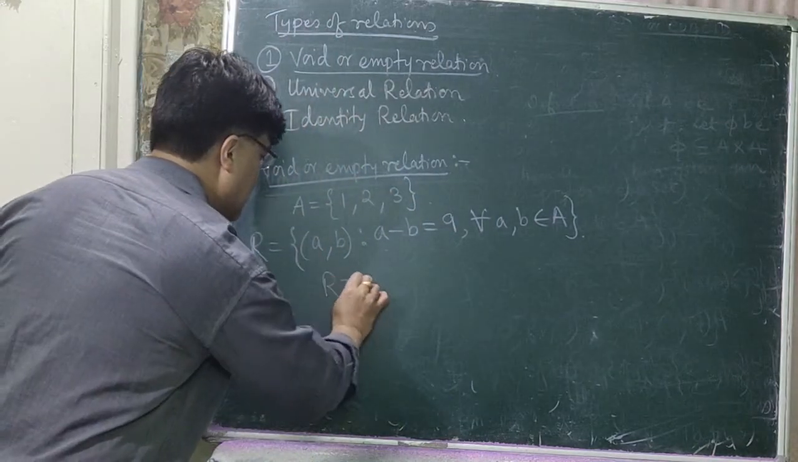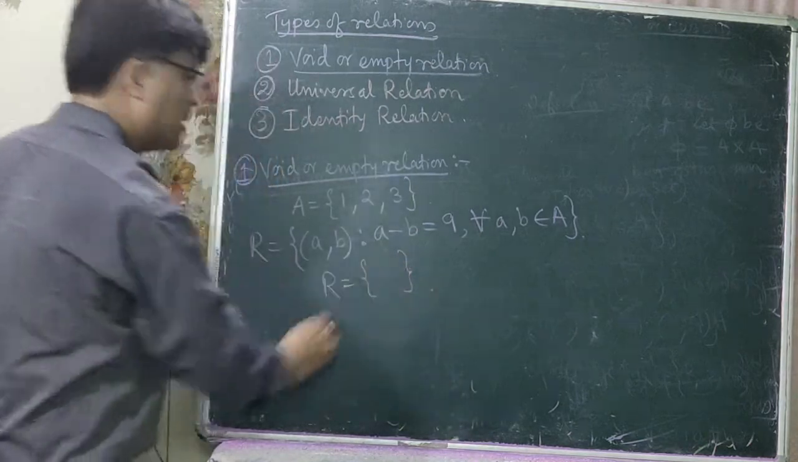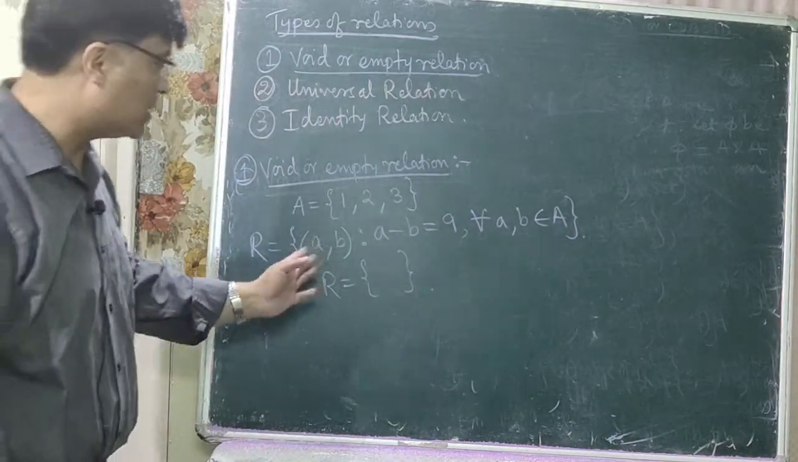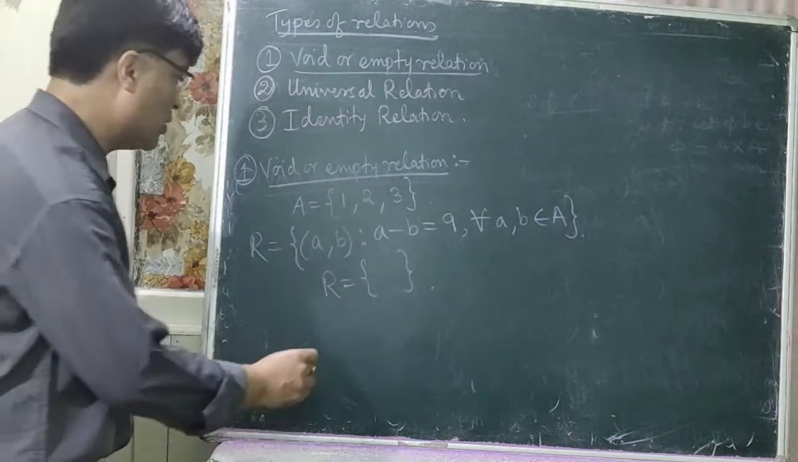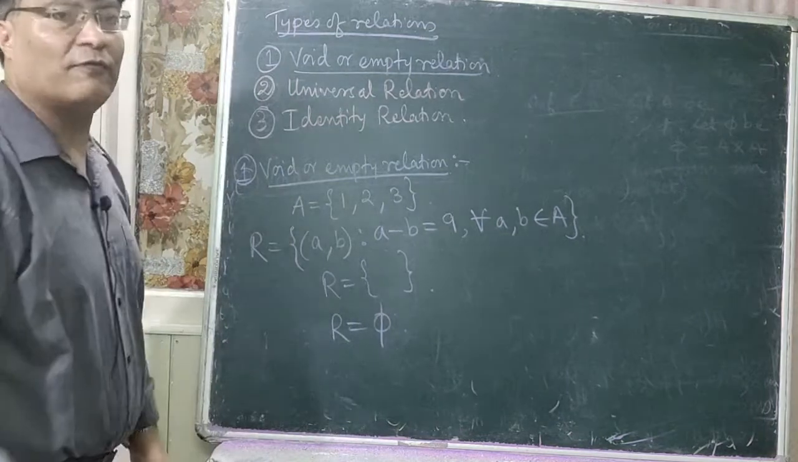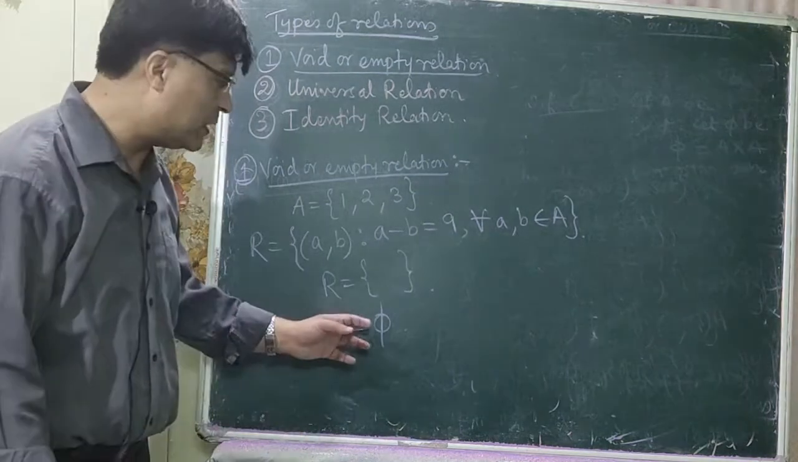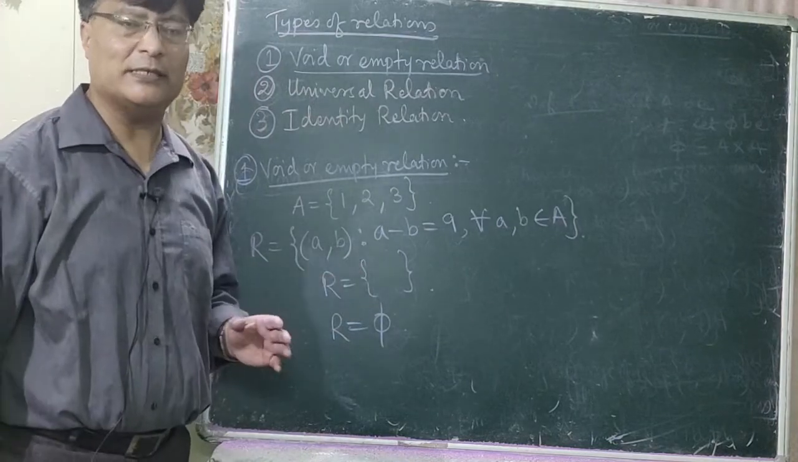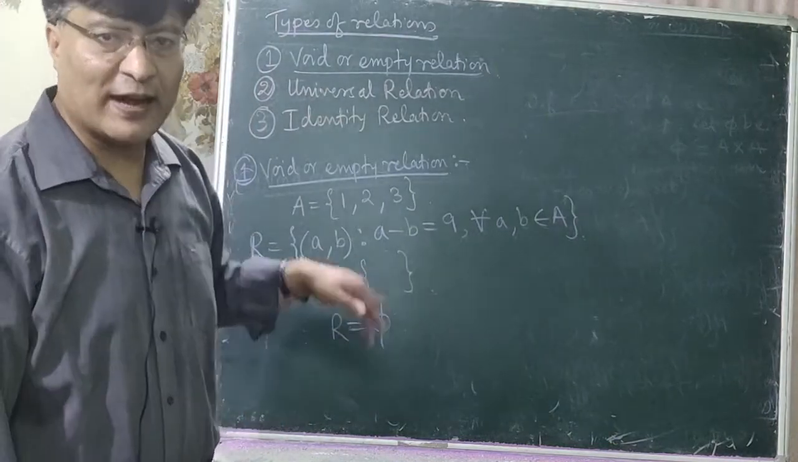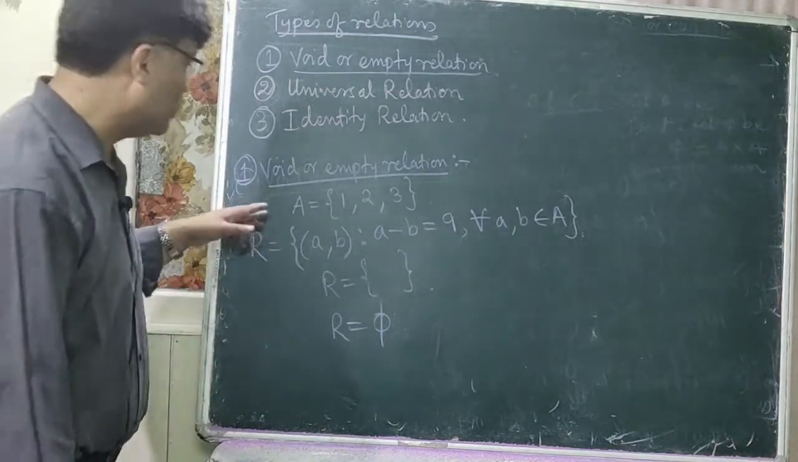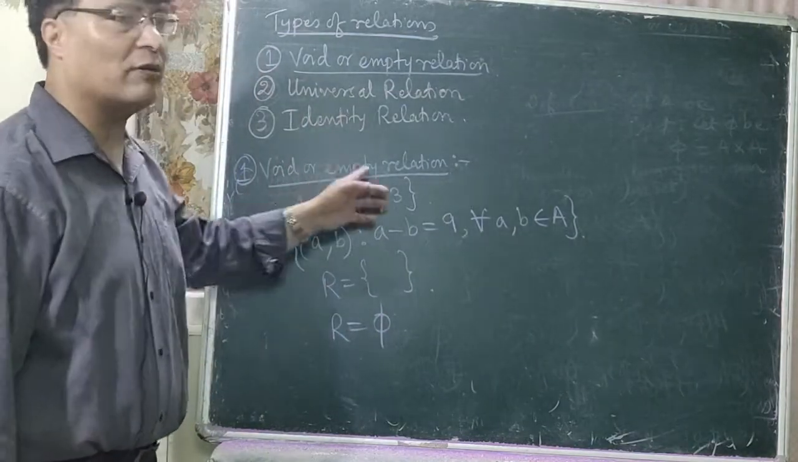So you can write it as R is equal to within second bracket. Don't write any term out here. So this is the empty relation, or you can write it as R is equal to phi. Phi is an empty set. Phi is known as an empty set. In class 11 you did, phi denotes the empty set. Okay, so this is an example of void or empty relation.